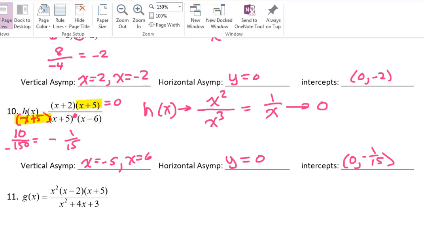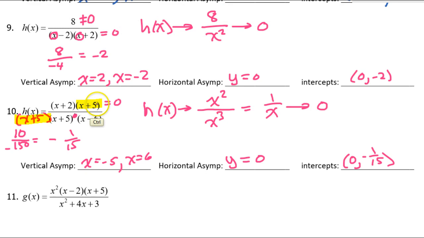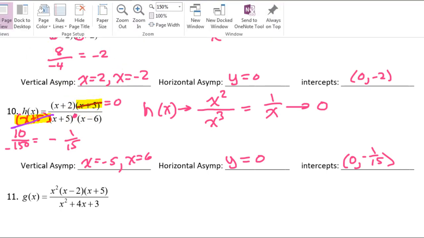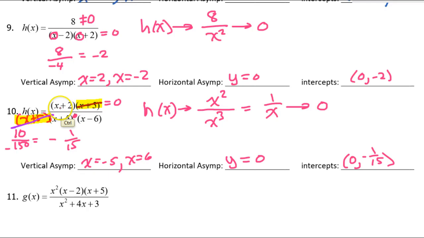But when it comes to the x-intercepts, this x plus 5 won't be around anymore. It's going to cancel out and be a hole. So no x-intercept. So the only remaining intercept comes from the x plus 2. So that's going to give me x equals negative 2.